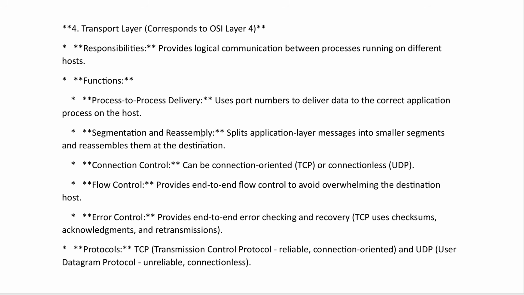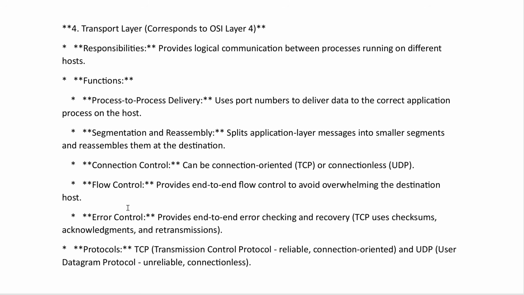Second function performed by the transport layer is segmentation and reassembly. That is, transport layer splits the application layer messages into smaller segments and reassembles them at the destination. The third function performed by the transport layer is connection control. That is, it can be connection oriented or connectionless. Example of connection oriented is TCP, that is Transmission Control Protocol. Example of connectionless protocol is the UDP, that is User Datagram Protocol.